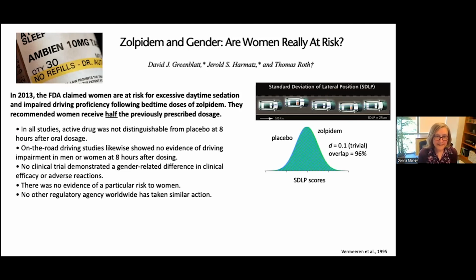And we can barely see the difference between zolpidem, which is the green curve, and the placebo, which is the blue, because they're overlapping by 96%, and that's the striped area. And we compare that to this result.